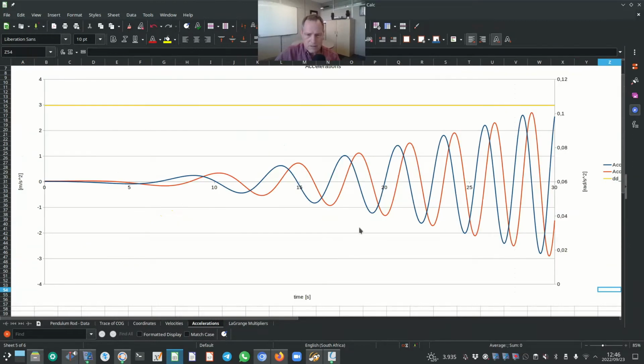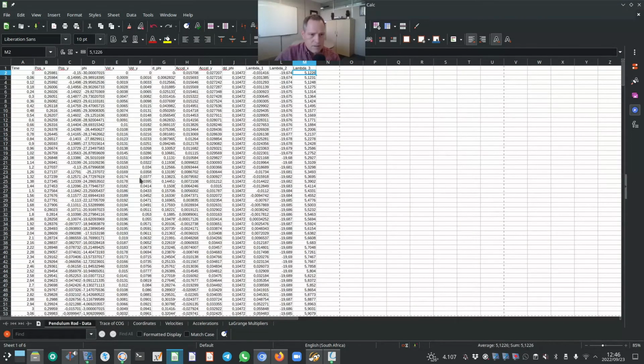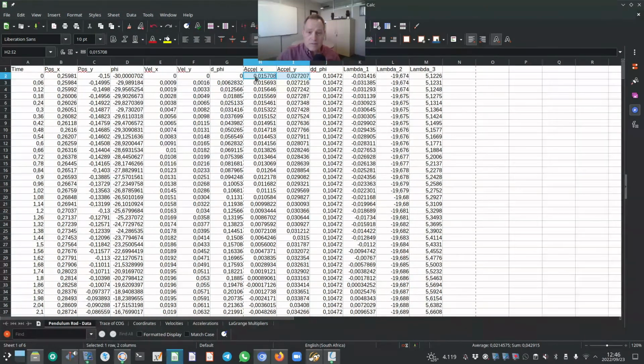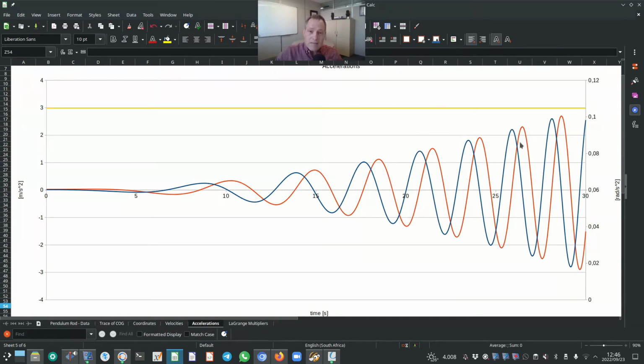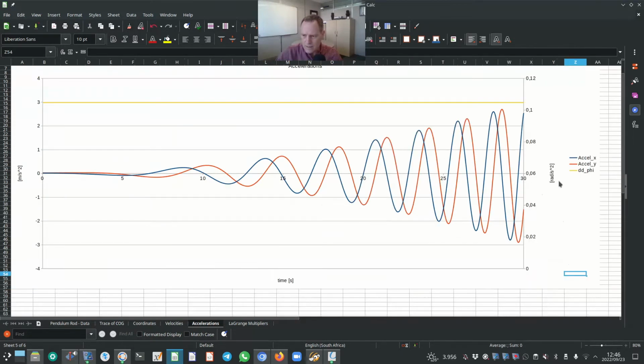Accelerations, let me just quickly show you that. Accelerations show the same or similar behavior as velocities. They start at a specific magnitude at time t0. They then oscillate with an increasing amplitude and a decreasing period. And the angular acceleration on the secondary y-axis is constant and it's just over 0,1.